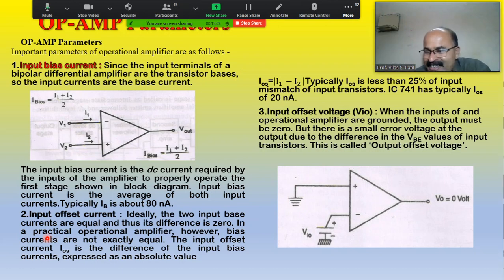Input offset voltage कशासाठी द्यायचा? To get the output offset voltage, means the Vout, should be zero. There is some deviation practically that will be observed between the two base currents. We have to apply some extra voltage at the input terminal. Take any one of the input terminals, that is the inverting input or the non-inverting input, but usually we use the inverting input.